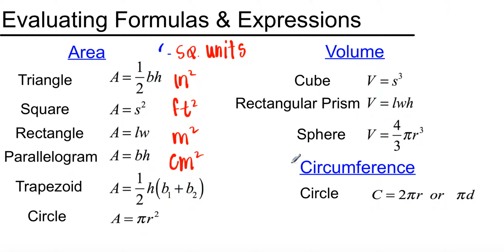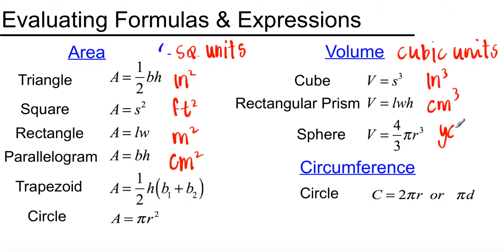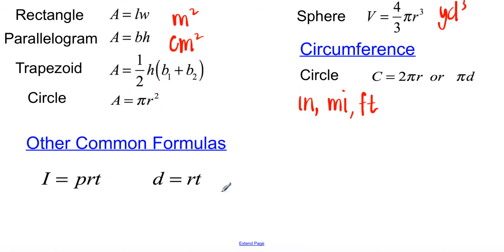Volume is in cubic units. You're filling something up when you talk about volume. So when we talk about volume, we're talking about cubic inches or cubic centimeters or cubic yards. Okay. Circumference, those units are just linear units, just like with perimeter. So it might just be inches, miles, feet. Okay, just linear units. So that's what I'm going to focus on in our two examples for this video: the units. And lastly, we've got two other formulas.